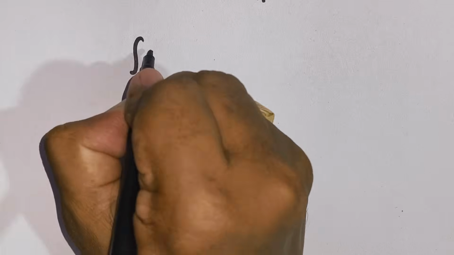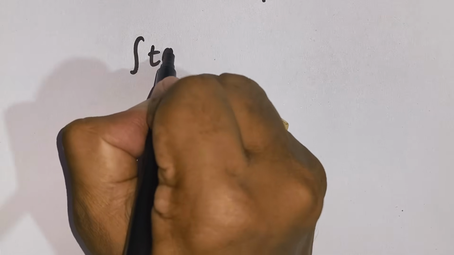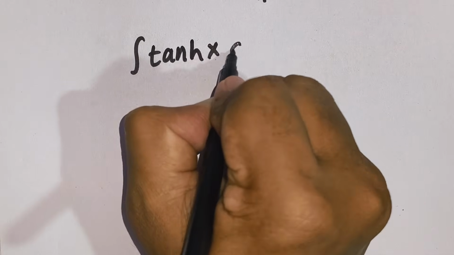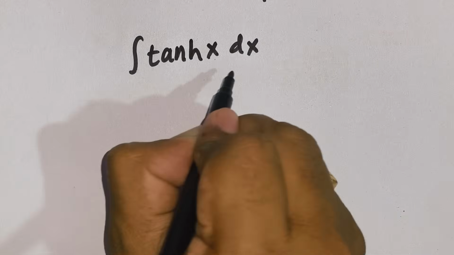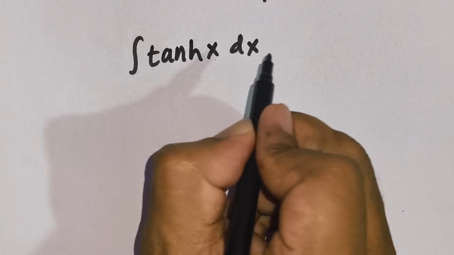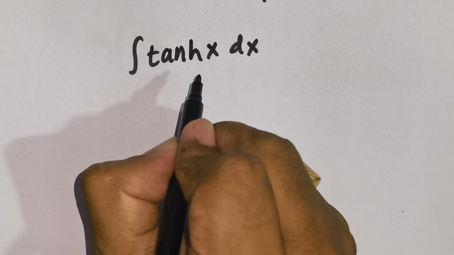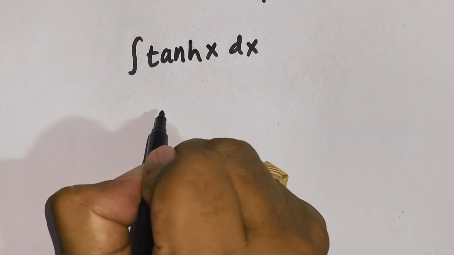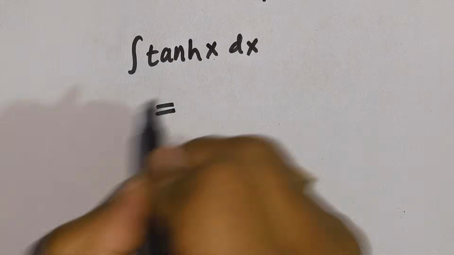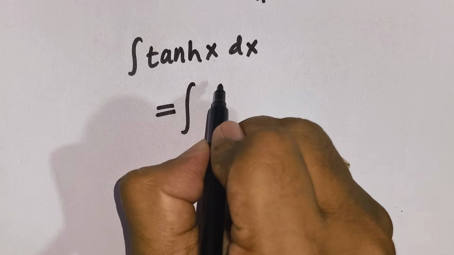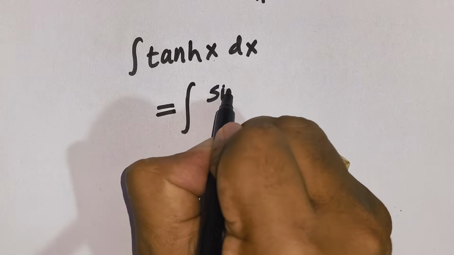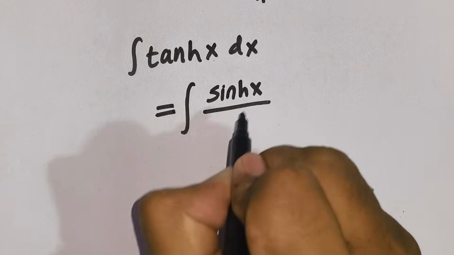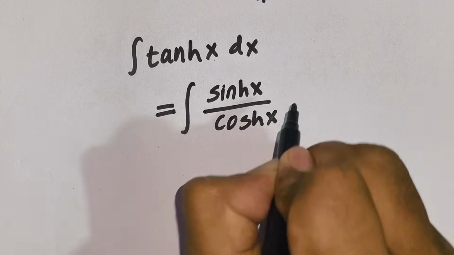Next, let's find the integration of hyperbolic tangent dx. See, this integration is not covered in the basic integration formulas which we saw at the start of this video. So we have to apply something else. How to find this integration? By definition, what is hyperbolic tangent? It is hyperbolic sine over hyperbolic cosine.